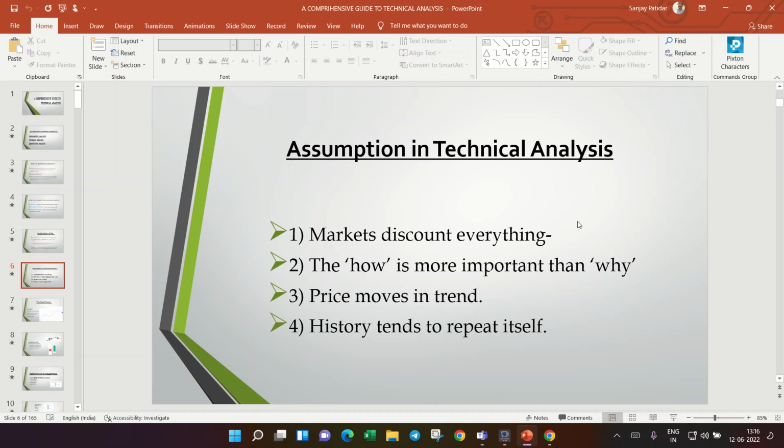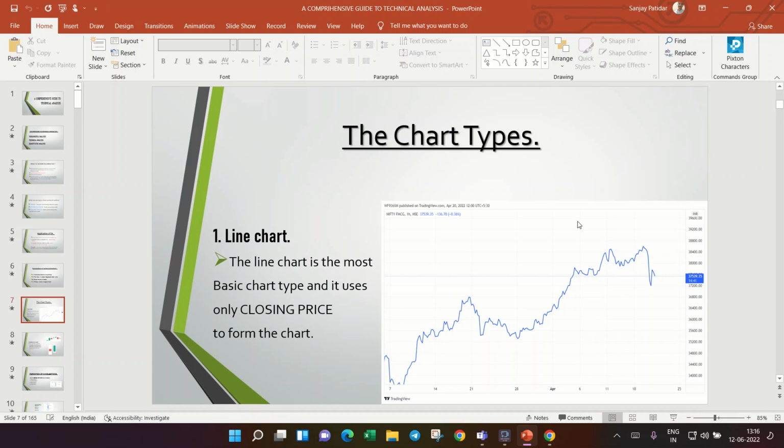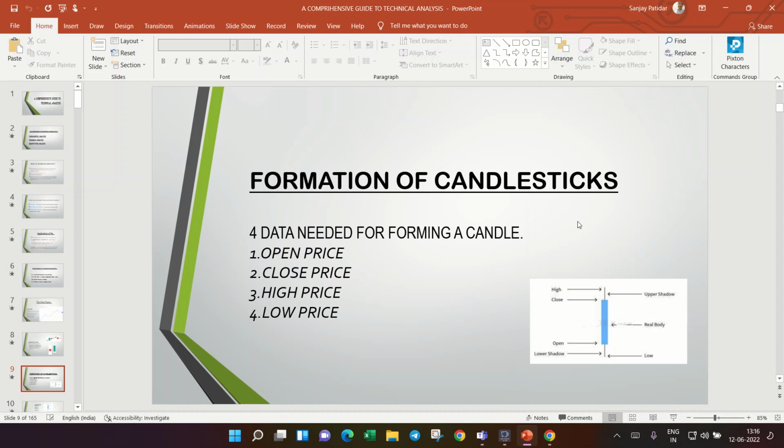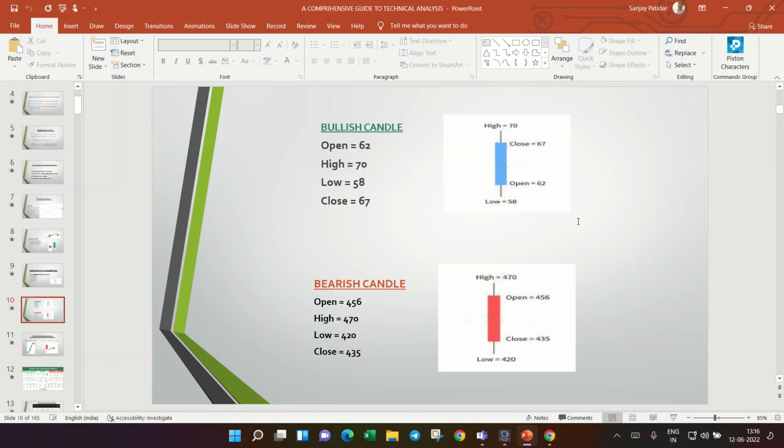And this rule we already know. History repeats itself. And there are some types of charts. This is the most basic formation of chart, which is a line chart. This uses only the closing price of the particular session, and that session can be anything. And the candlestick chart originated in Japan in the 18th century by a rice trader. Okay. And the formation of a candle uses four data points: open price, close price, high price, and low price. All right. And that's how you can form a candle, and by combining all of these candles you can form a chart.